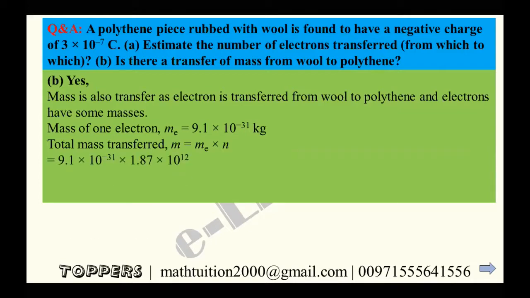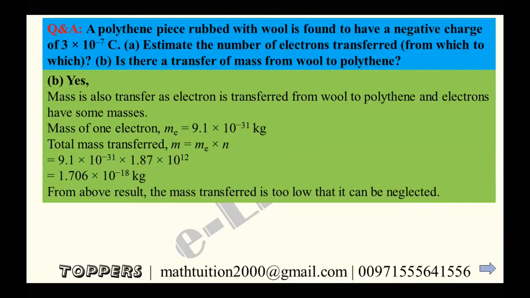So mass of one electron is what? 9.1×10⁻³¹ multiplied by how many electrons transferred we found in the previous section? The 1.87×10¹² electrons. So when we multiply this, we will get 1.706×10⁻¹⁸ kilogram. So that much mass has been transferred from wool to polythene. From the above result, mass transferred is too low, 1.706×10⁻¹⁸ kilogram. So normally the mass of transferred electrons will be negligible. But even so, we have to agree that there is a transfer of mass taking place.